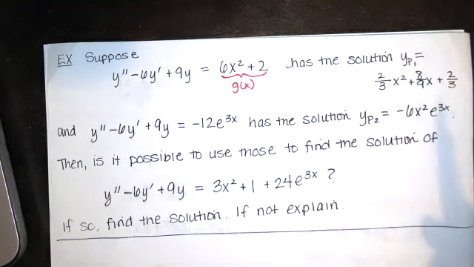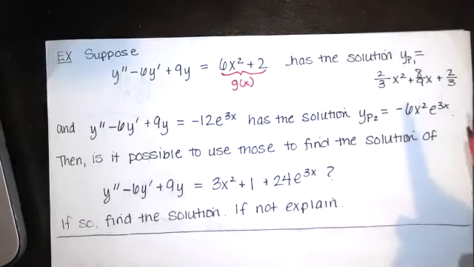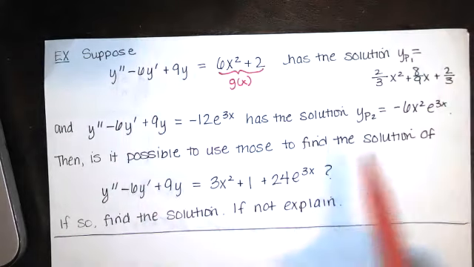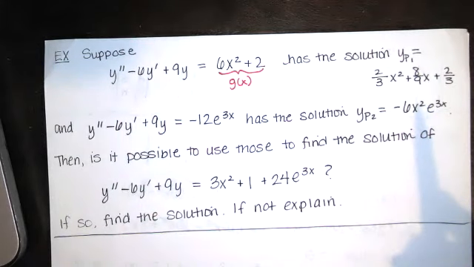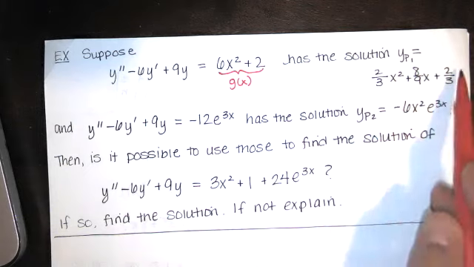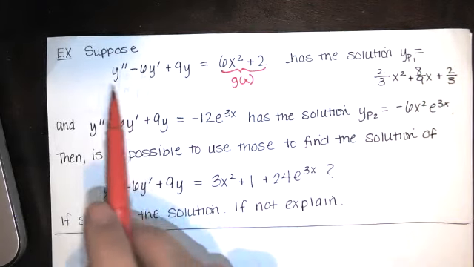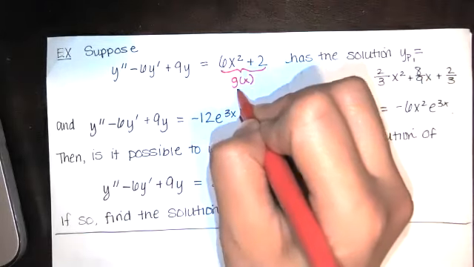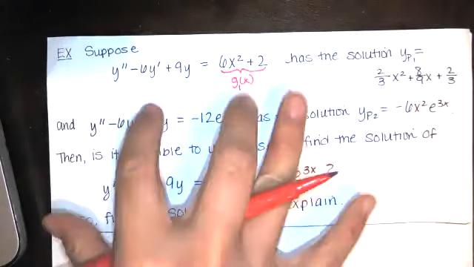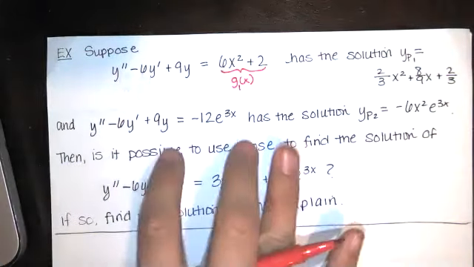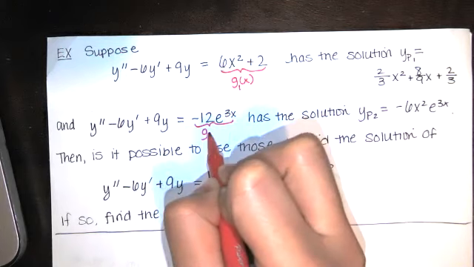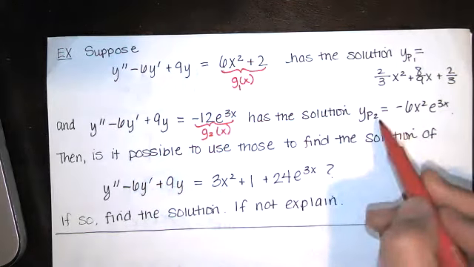It's a method called the method of undetermined coefficients. You can also use a method called variation of parameters, but in this case, it would be better to use the method of undetermined coefficients. So y sub p sub 1 will be found using that method, and we get this answer. And I'll call this g sub 1 of x. So suppose that this differential equation has this solution, and this differential equation, where this is g sub 2 of x, has this solution.